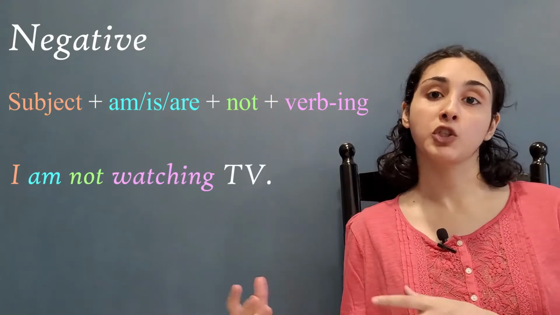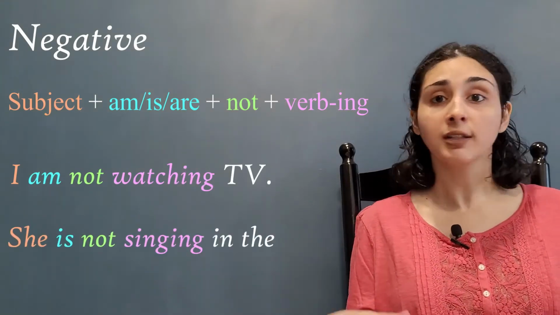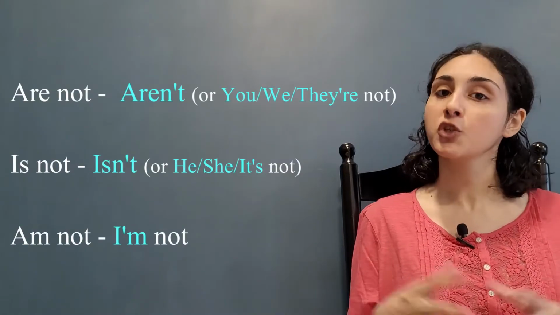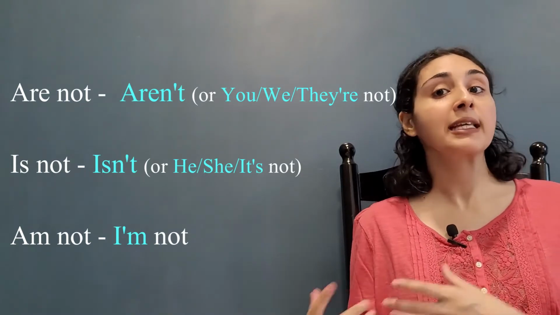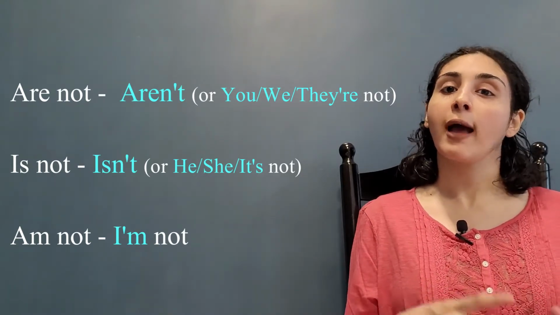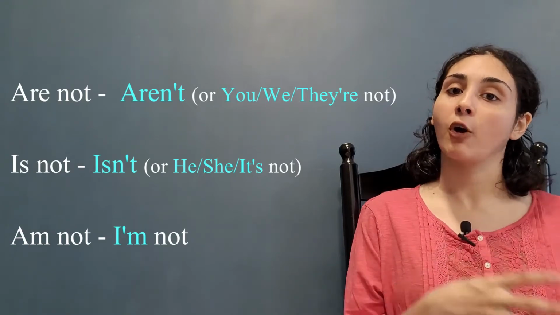To form negative sentences, we just add not between the be verb and the main verb. I am not watching TV. She is not singing in the shower. Again, in spoken English, we don't really say are not or is not. We shorten it. So are not becomes aren't. Is not becomes isn't. There's no short form for am not, so we just say I'm not.